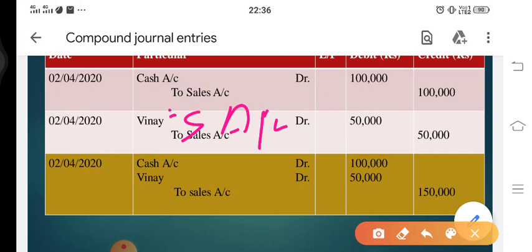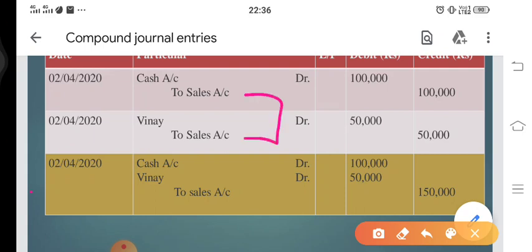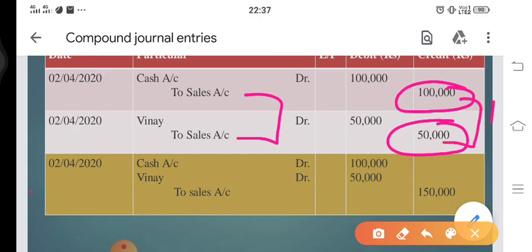But in both the cases, since sales is being credited, we can have one combined entry. Instead of crediting sales in two journal entries, we can have an addition: 1 lakh credit here and 50,000 credit here. These both can be added. That means sales can be credited with the total of rupees 1,50,000 in one journal entry.